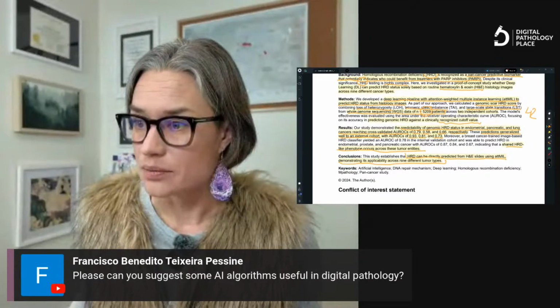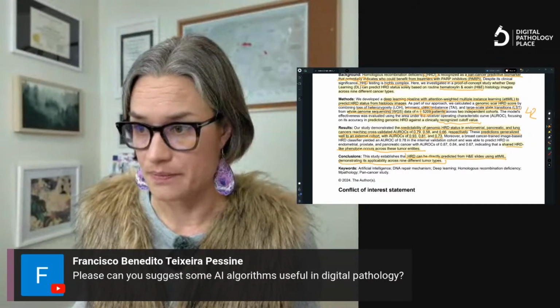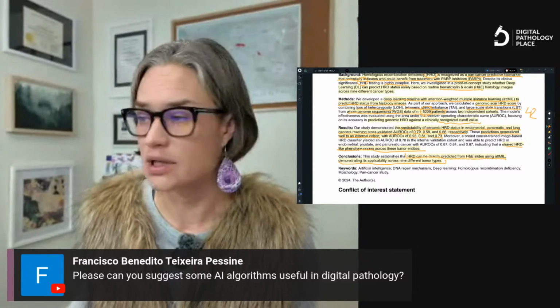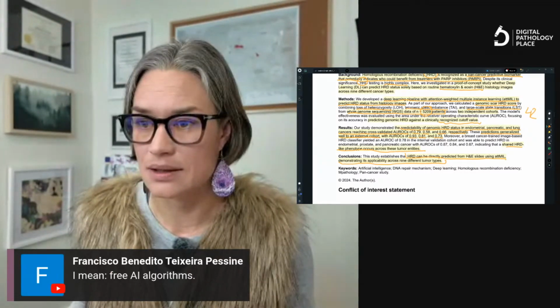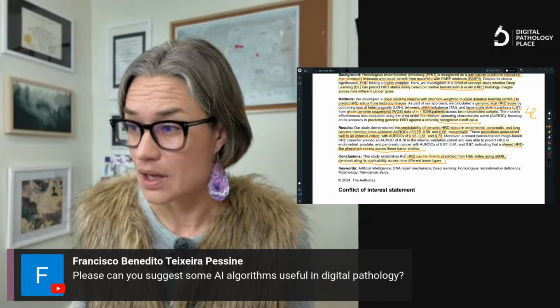Can you suggest some AI algorithm useful in digital pathology? If you could narrow down this question, that would be fantastic, and that they are free.